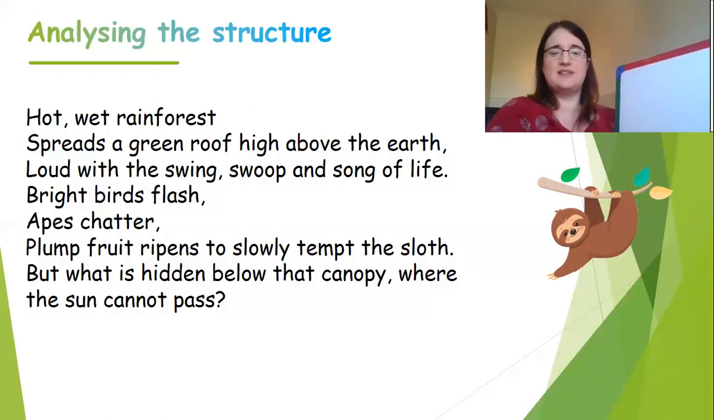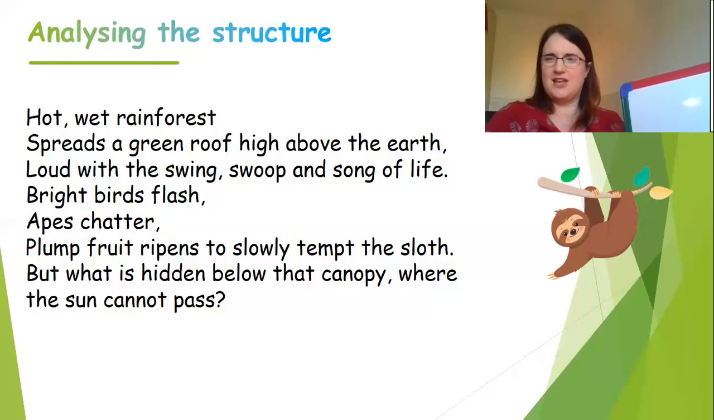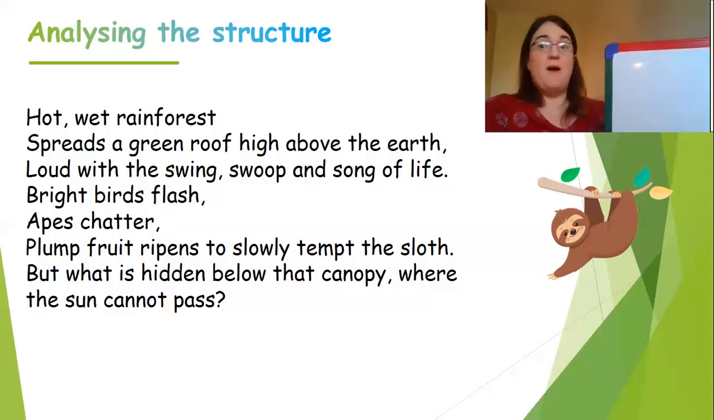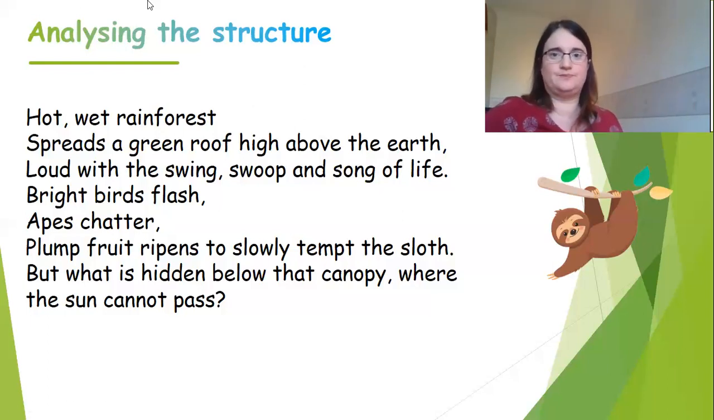Okay, so bright birds flash. Flash is the verb. And then apes, that's the noun. Chatter. Can you have a go now? We want adjective, noun, verb, and then noun, verb. Well, and I'll have a go at mine while you're writing. So press pause and have a go at that now.